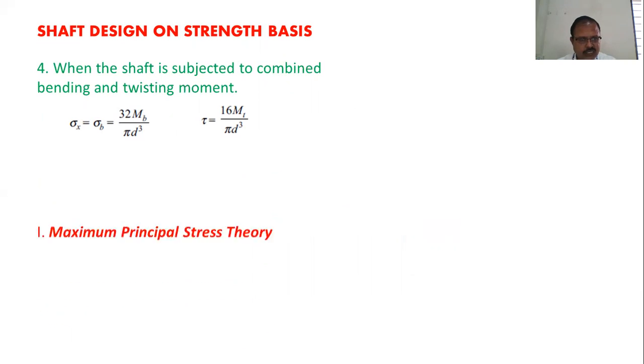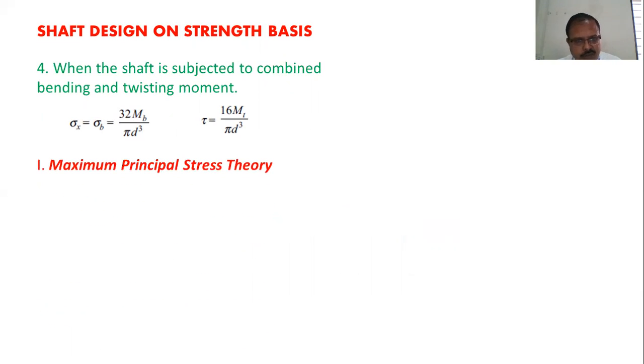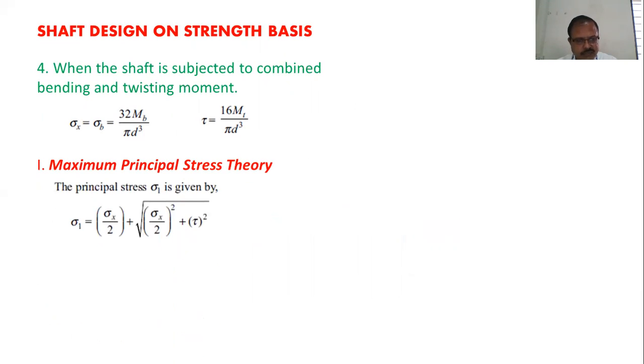So the first theory here we are going to use is maximum principal stress theory, where the principal stress sigma 1 is given as sigma x by 2 plus under root of sigma x by 2 whole square plus tau square. This equation we have already learned in strength of materials. We can refer to any book of strength of material for this equation.